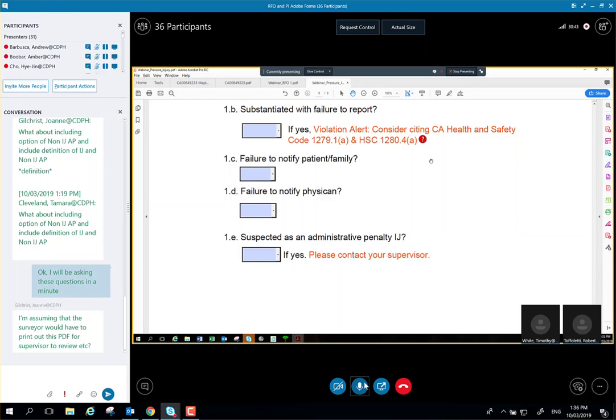Yes, it becomes part of the packet, just the same as if you would submit your 807s with your packet when you turn it into your supervisor. This kind of takes the place of your 807s. It's a much more robust investigation, but yes, it would get printed and submitted with the rest of your packet to your supervisor. Okay. Cool.